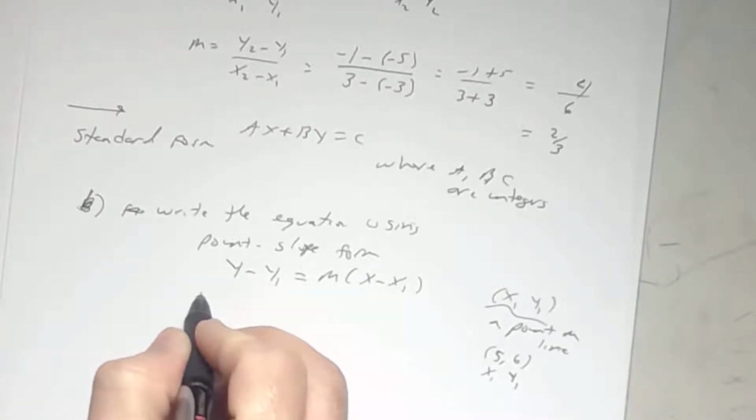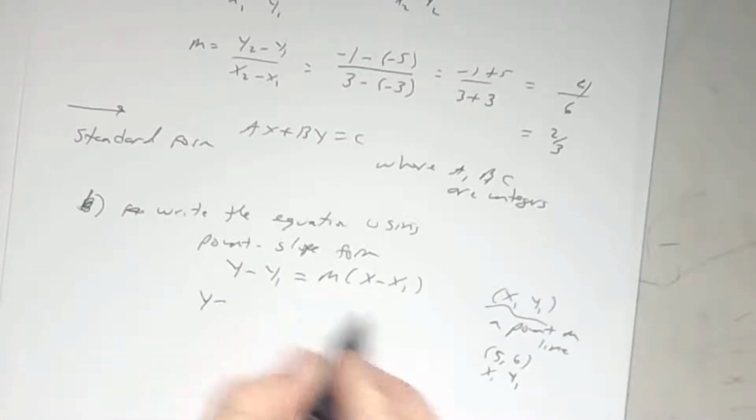So you go back here and you tell me which point you want to use. Which point would be easier to use? The 5, 6 would be easier to use, because they're both positive, right? All right, so I'm going to use 5, 6. So this is my x1 and this is the y1. All right, so here's what you do. You're going to say y minus y1. What's y1?